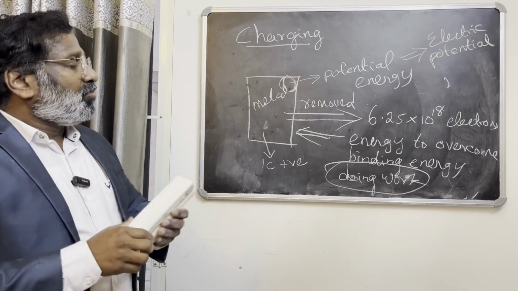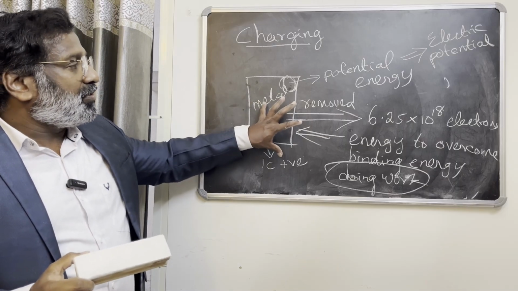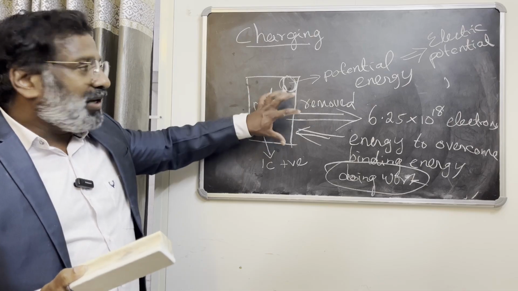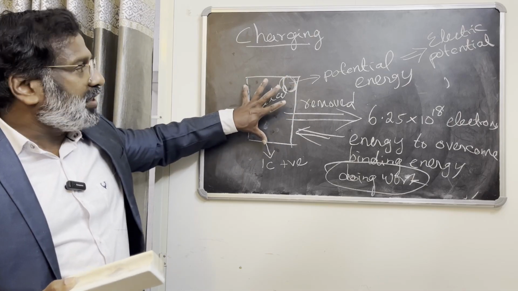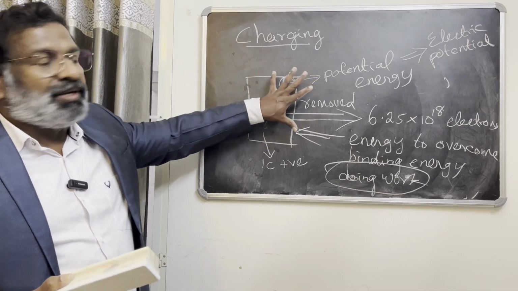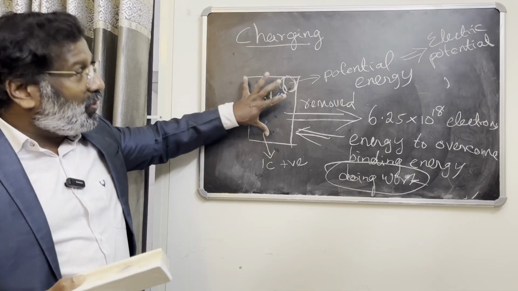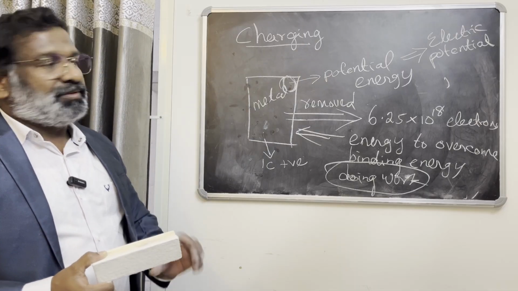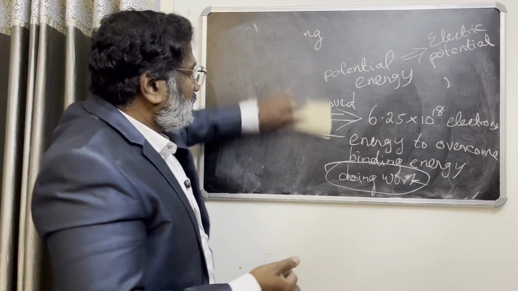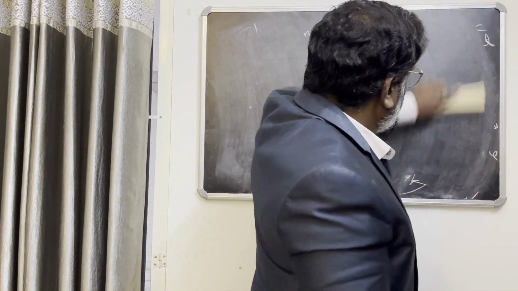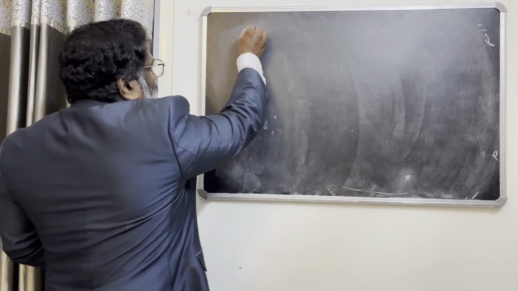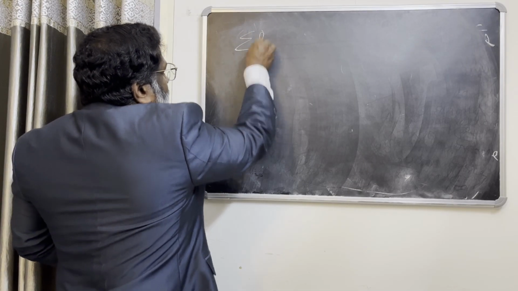Clear? So for removing electrons, I am giving energy. That energy cannot be destroyed. So that energy is stored inside the metal plate as potential energy, and that potential energy which is stored inside the charged particle is called electric potential. Okay. Now let us discuss in detail about electric potential.